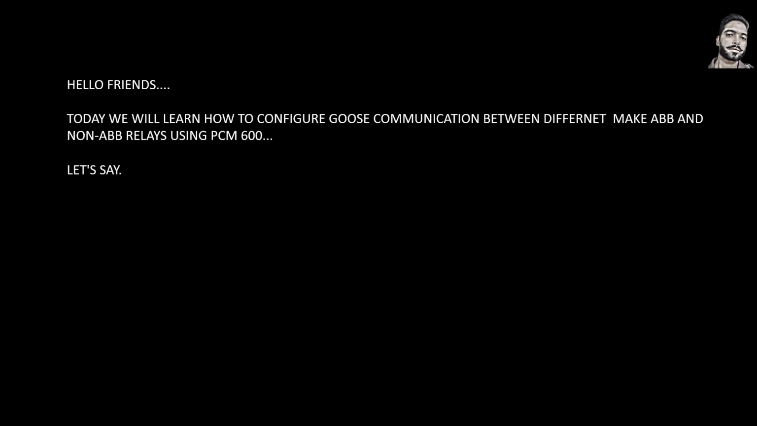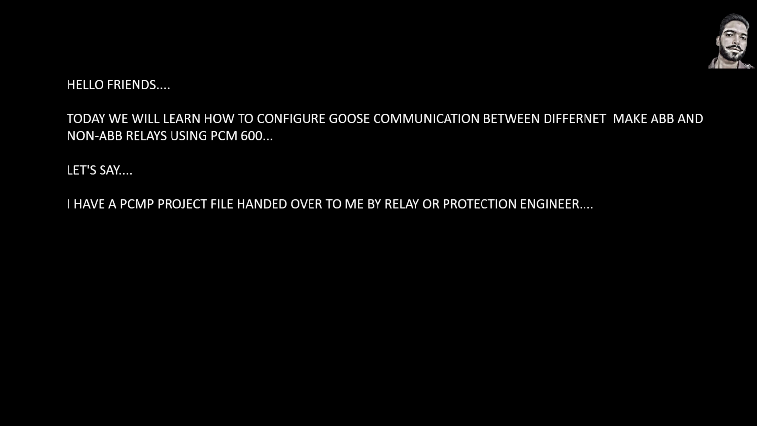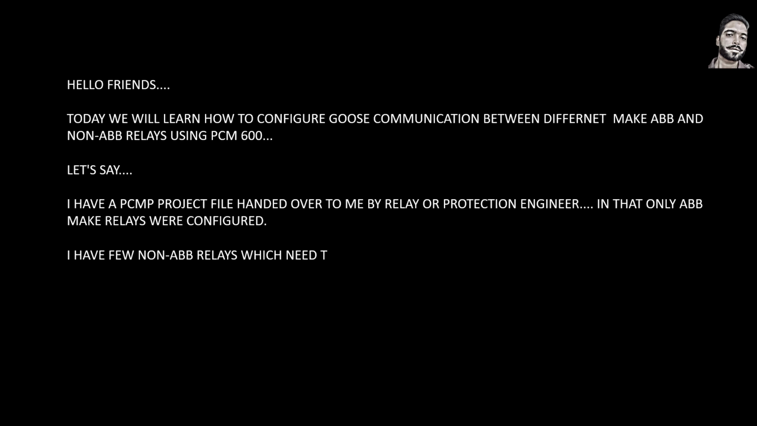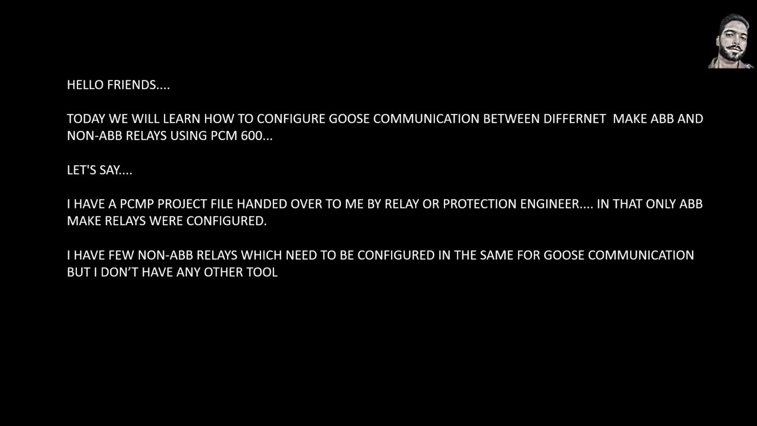Hello friends, today we will learn how to configure Goose communication between different MAC, ABB and non-ABB relays using PCM600. Let's say I have a PCM600 project file handed over to me by my relay or protection engineer. In that, only ABB MAC relays were configured. I have a few non-ABB relays which need to be configured in the same for Goose communication, but I don't have any other tool. So we will configure the Goose communication using PCM600. Let's rock and roll.